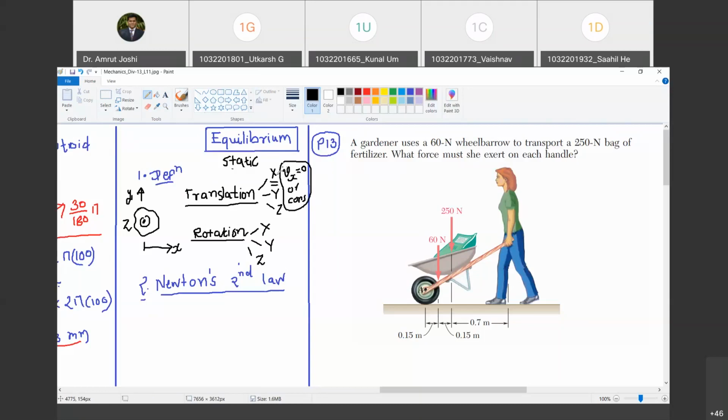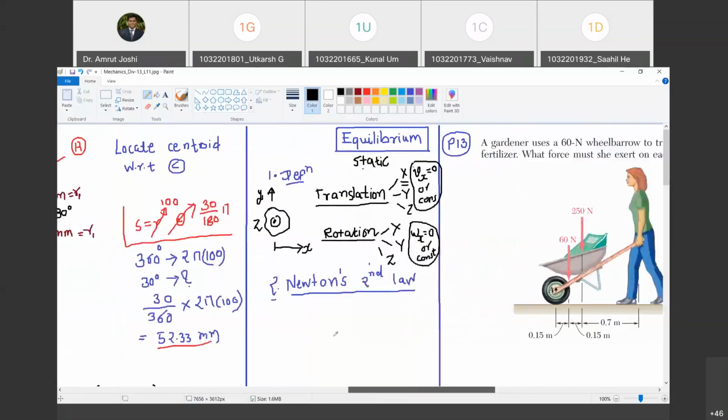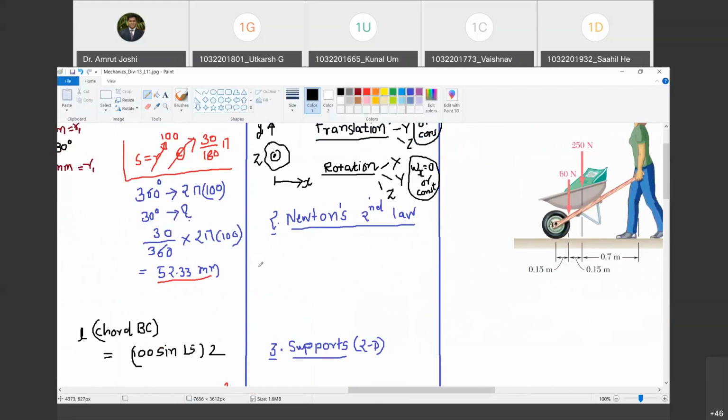Happy? Yes. Similarly, what is the condition for rotational equilibrium in x direction? Omega x, angular speed about x-axis, should be either 0 or constant. Happy? Yes. Then if you replace this x by y and z, you get the conditions for rotational equilibrium about x, y, z axis. Happy? Yes. Quickly, now we are going to move towards Newton's second law.